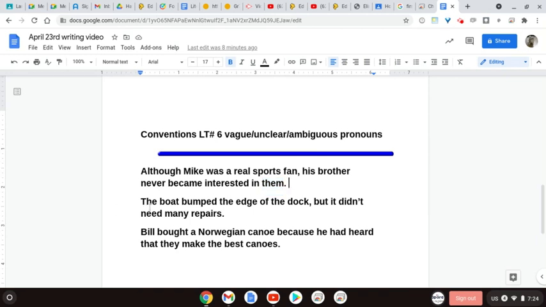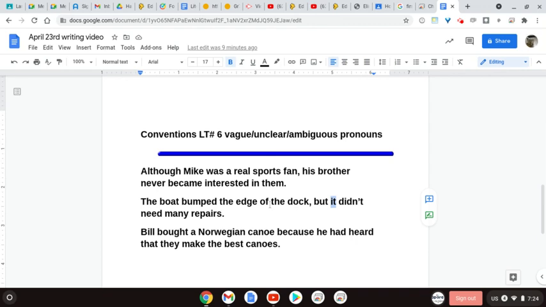Let's look at the next one. The boat bumped the edge of the dock, but it didn't need many repairs. Which word is vague or unclear or ambiguous in this one? The correct answer is this word it. And here's why. What, in fact, needed the repairs? Did the boat need the repairs, or did the dock need the repairs?